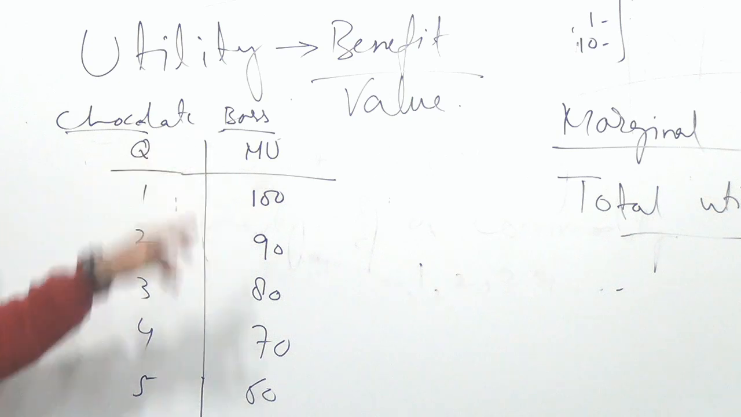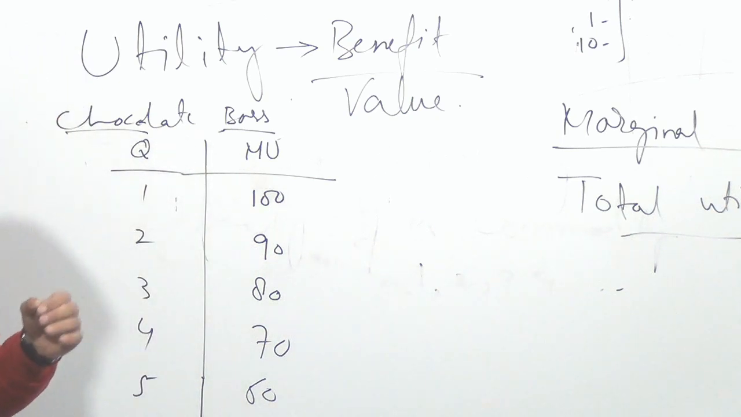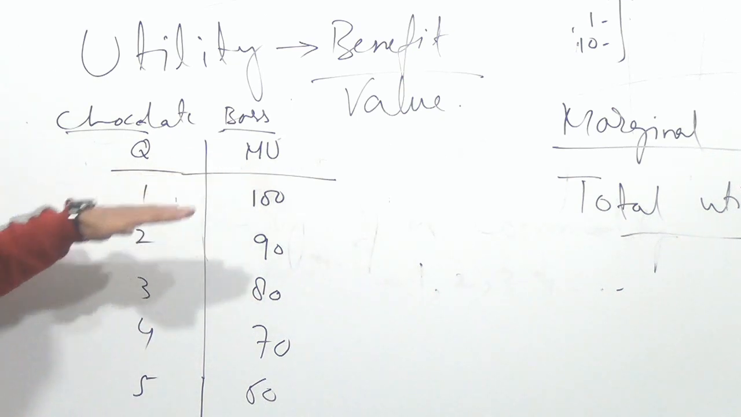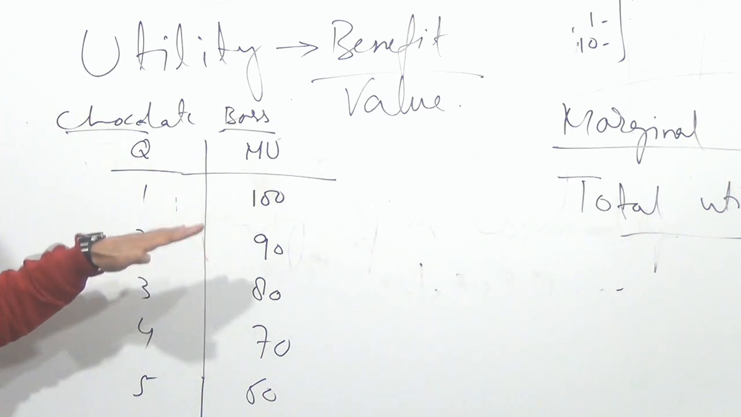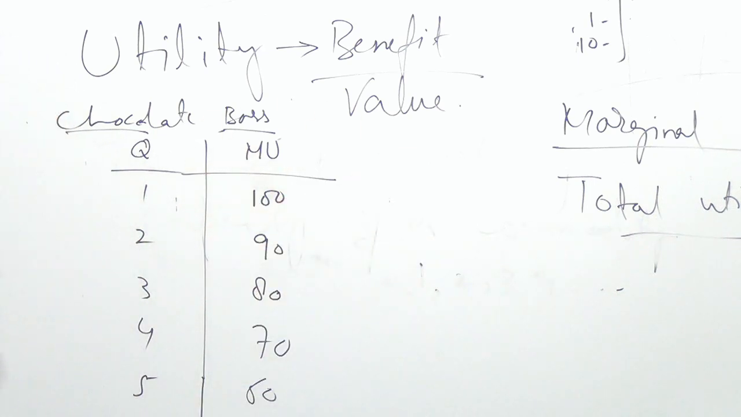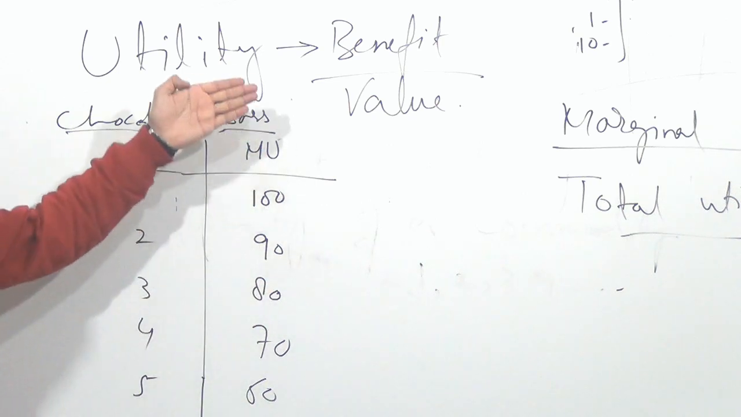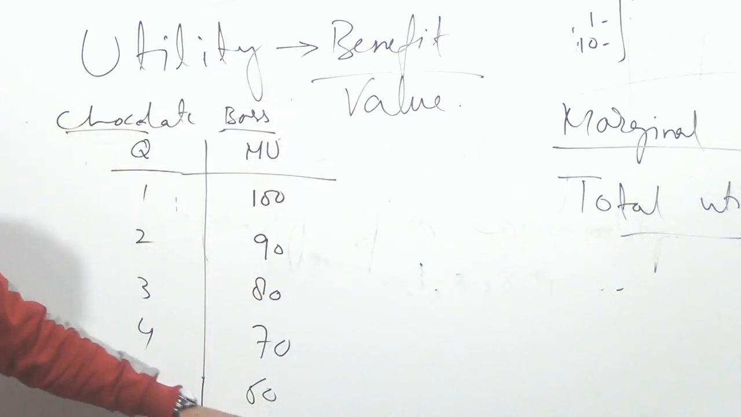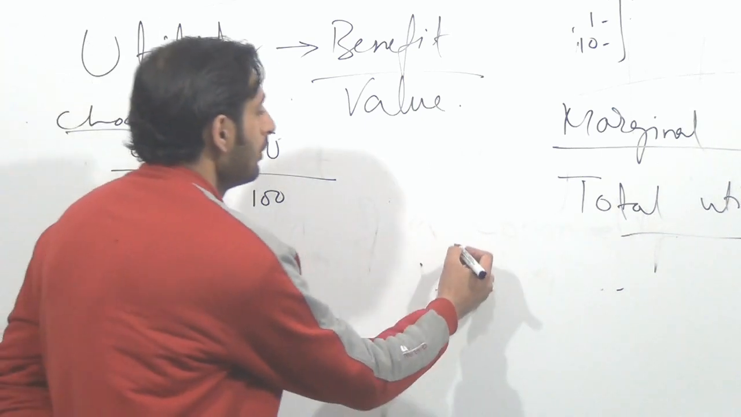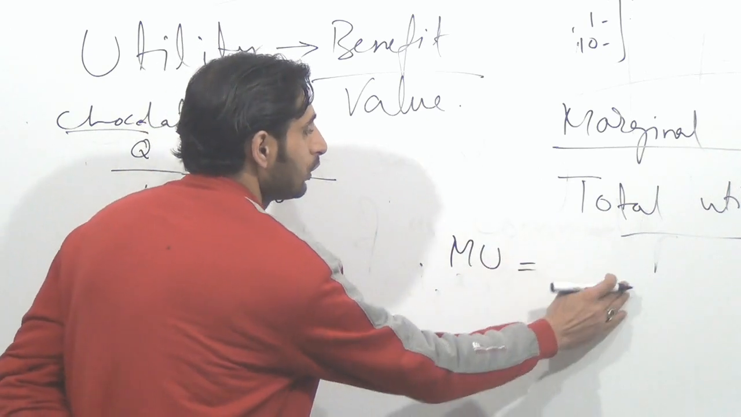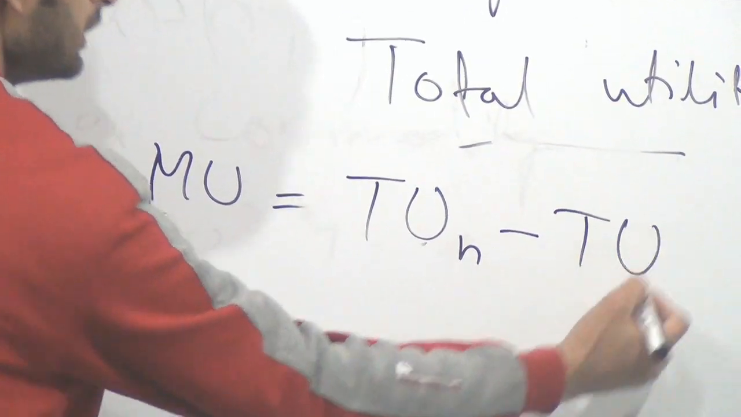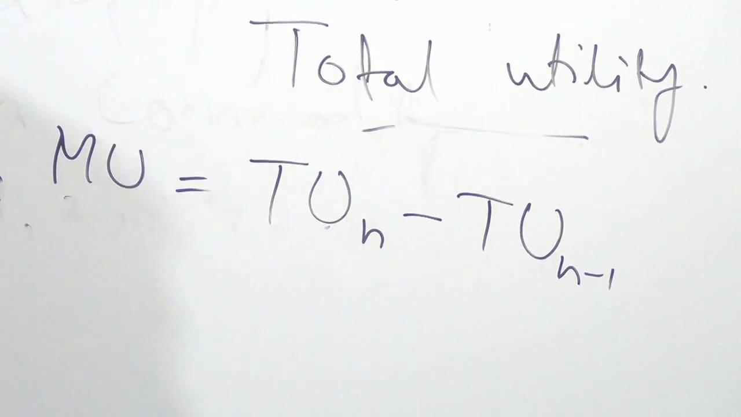Now, as I said, marginal utility simply says that each and every successive unit imparts a utility. We are counting how much utility each successive unit is imparting to me, and against it the total utility. Total utility is the sum total of the utilities derived from all the units I have consumed. So I can numerically say that marginal utility is equal to total utility at the nth unit minus total utility at the n minus 1th unit.